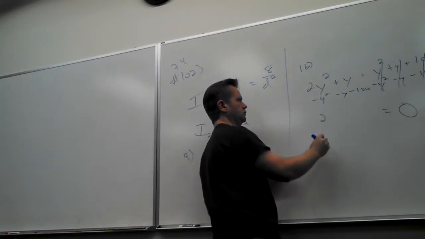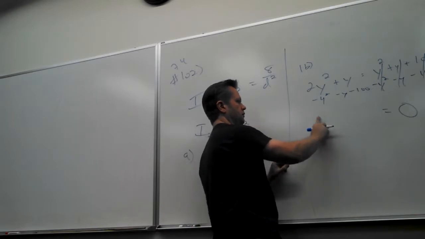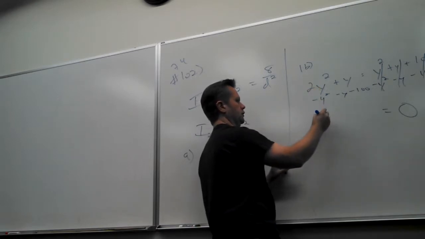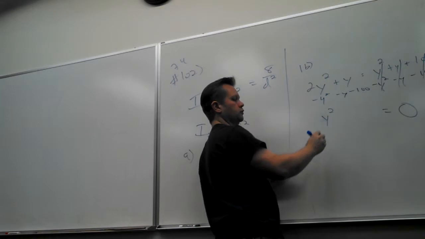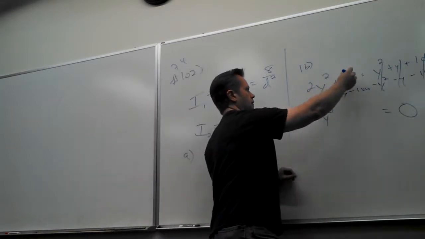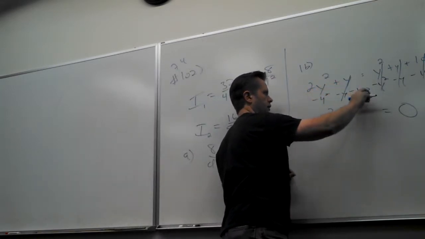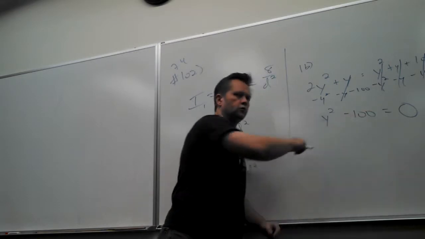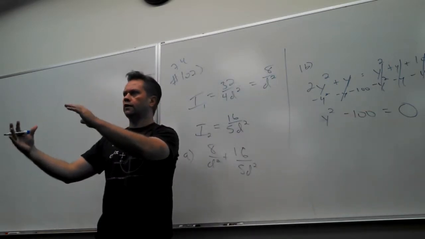Is this 2? 3. No. 2y squared minus 1y squared is 1y squared, right? Yeah. And then the y's cancel, and then I get minus 100. And then what do I do once I get it equal to 0? What do I do with the stuff on that side?